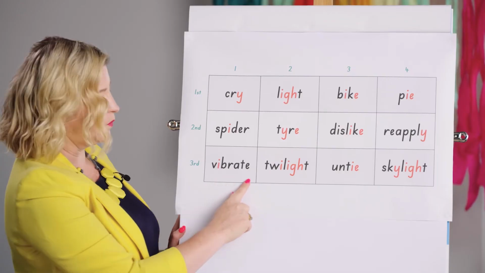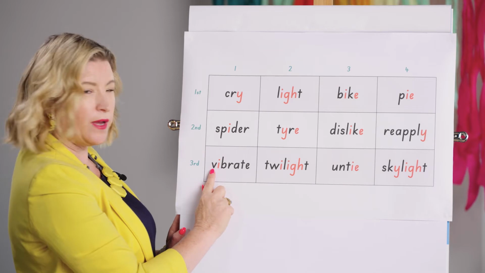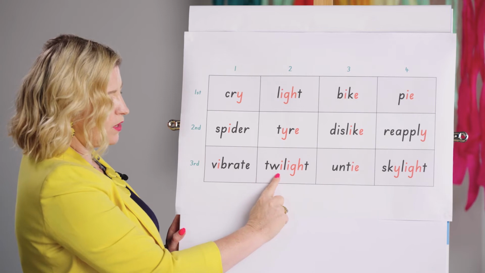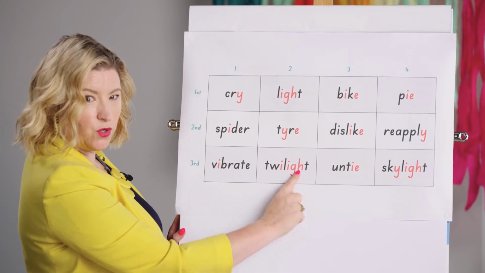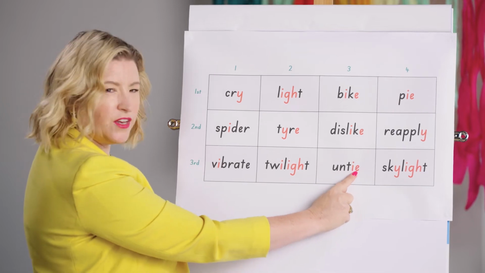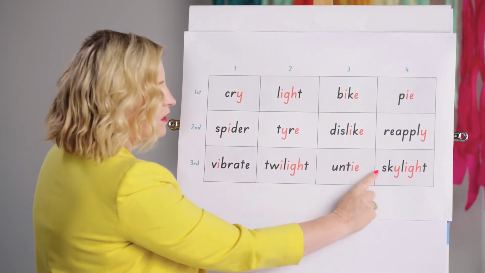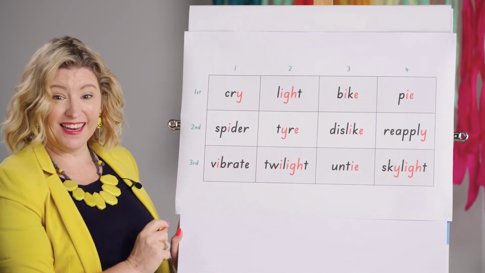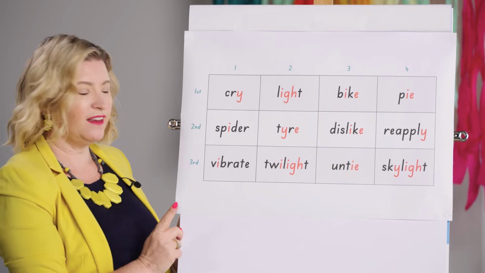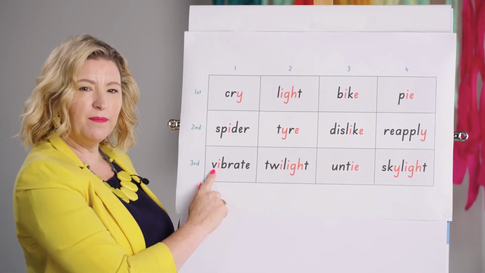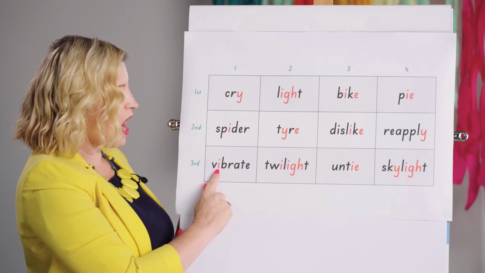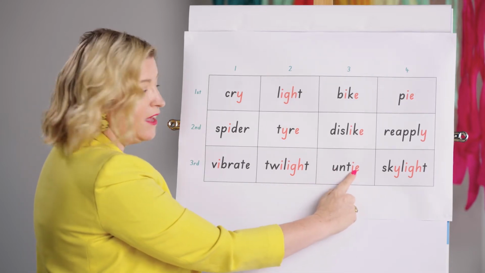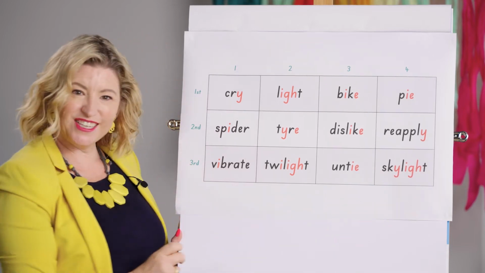Last row. Ooh, have a look along here. Have a quick read for yourself first. I'm going to scoop them as you might want to read them. Oh, this word has 2 I's in it. Can you see any prefixes and suffixes as you're reading? And there's a compound word in there too. Did you spot that? All right, you ready? Let's read together. Choral reading. Vibrate, twilight, untie, skylight. Did you get them all?